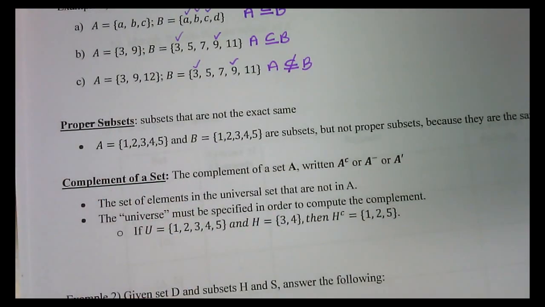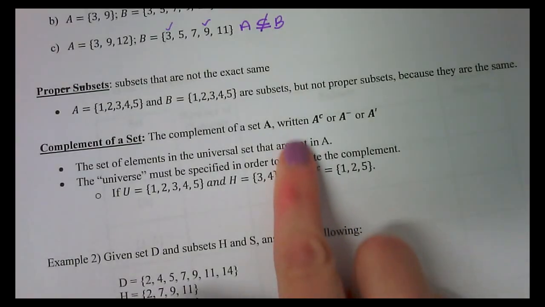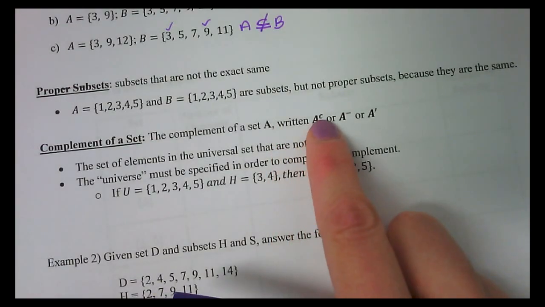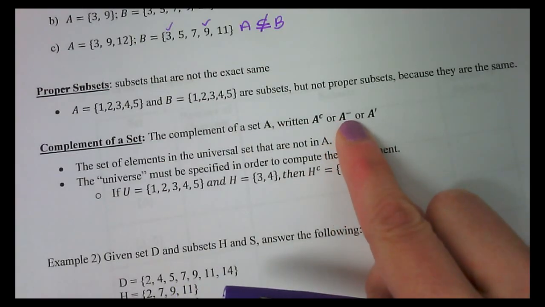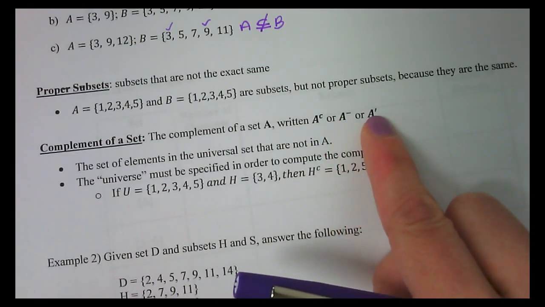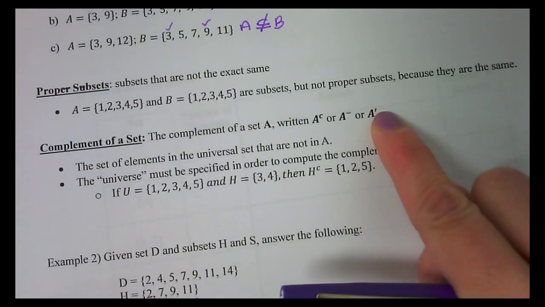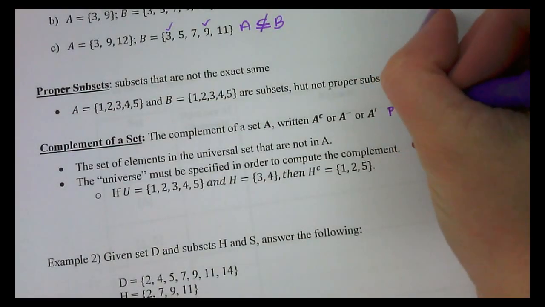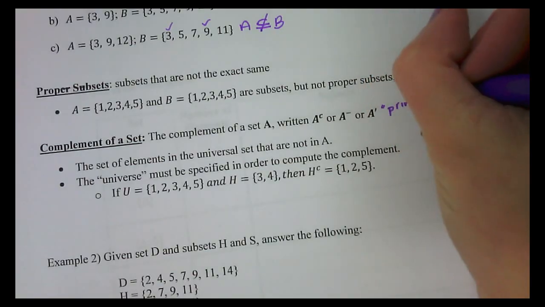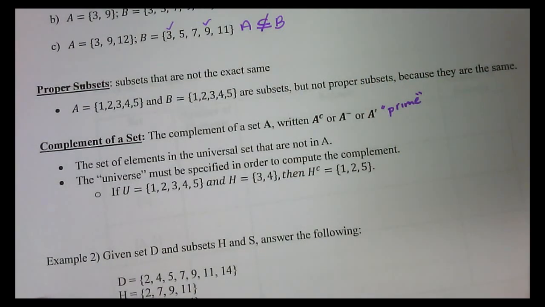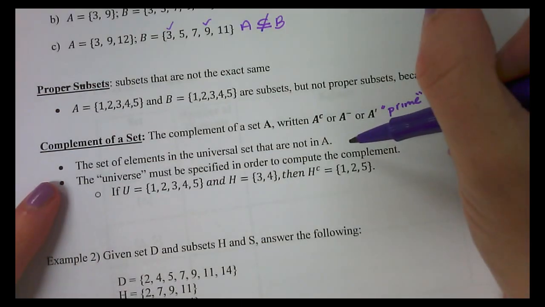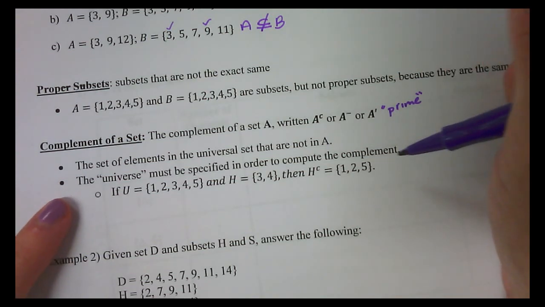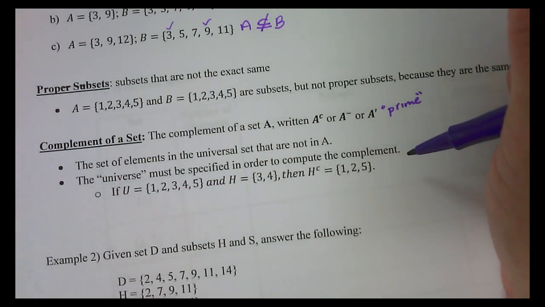The complement of a set, we have a few different notations. We have A with what looks like a C as the exponent, A with what looks like a negative sign as an exponent, and A with an apostrophe. We call that a prime symbol. Okay, that symbol we call prime. So you might hear it read A prime. It's the set of elements in the universal set that are not in A. So the universe must be specified in order to compute the complement.